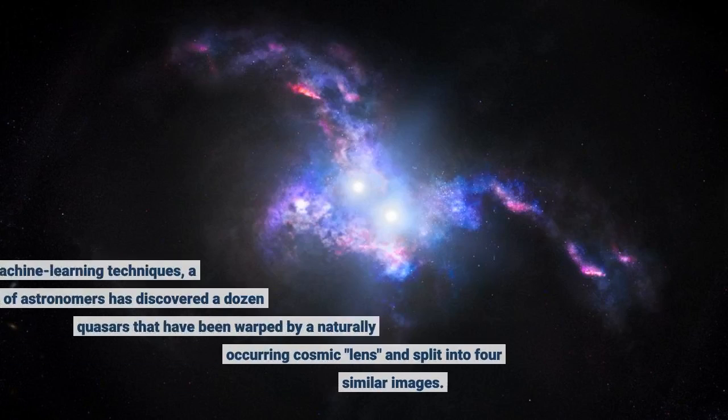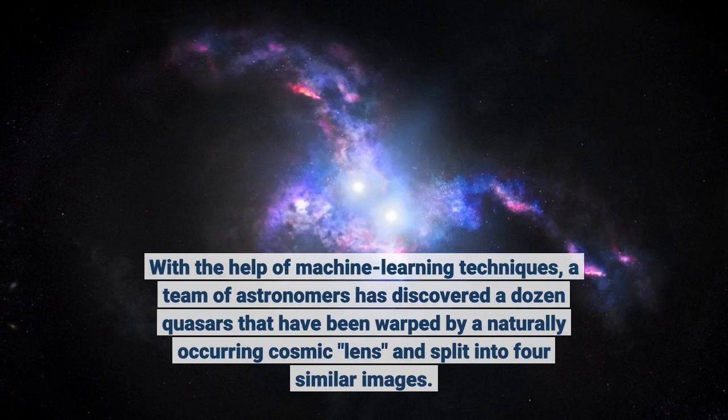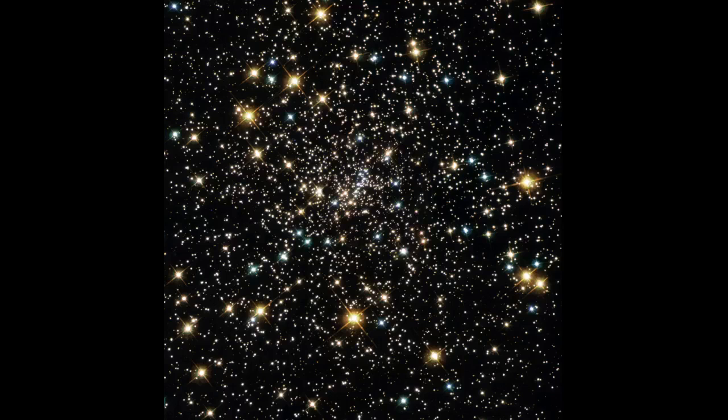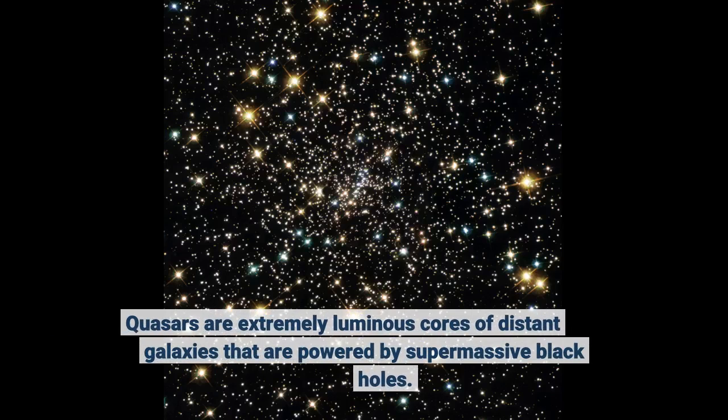With the help of machine learning techniques, a team of astronomers has discovered a dozen quasars that have been warped by a naturally occurring cosmic lens, and split into 4 similar images. Quasars are extremely luminous cores of distant galaxies that are powered by supermassive black holes.